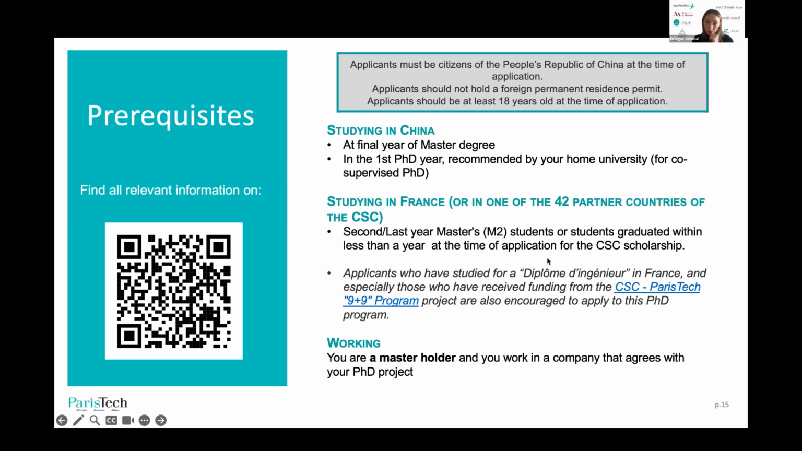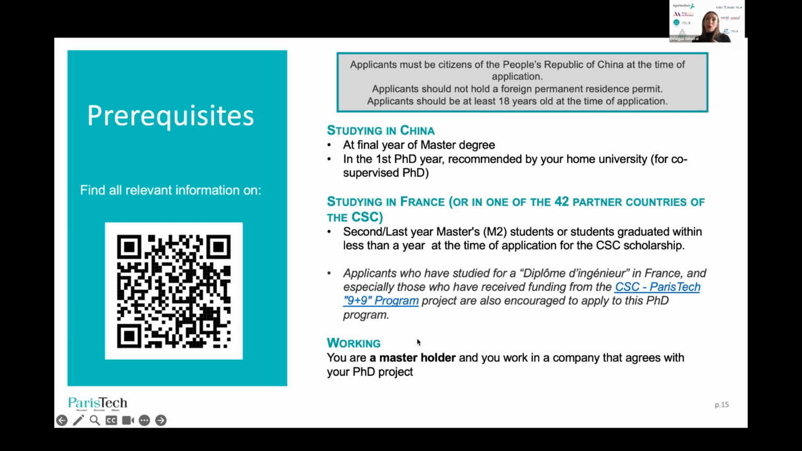Maybe some of you have already studied in France for a diplôme d'ingénieur, because we have also a program for the diplôme d'ingénieur. And maybe you already received the funding from the CSC ParisTech 9+9 program. It was the name of the program. So you are also encouraged to apply again. It's not a problem that you already did it. So please feel free to apply again if you are in that case. Regarding the working, you are a master holder and you work in a company that agrees with your PhD project. So regarding all the criteria that we need, it's about this.